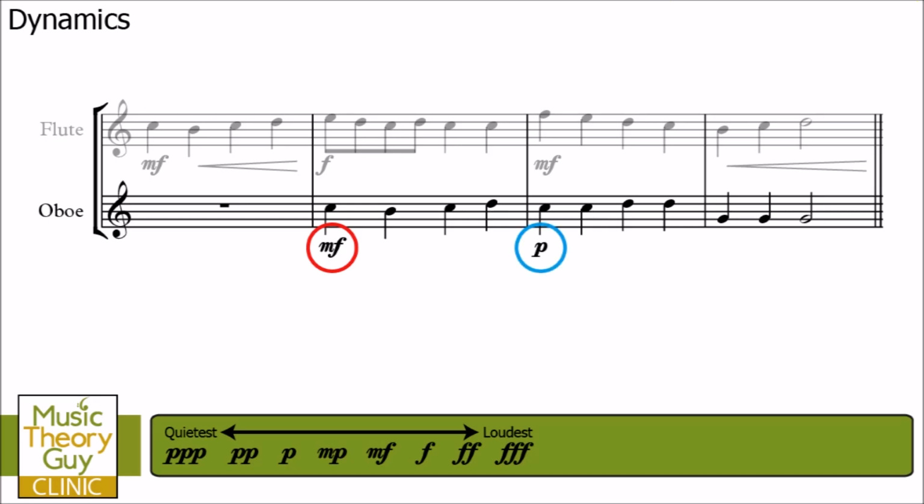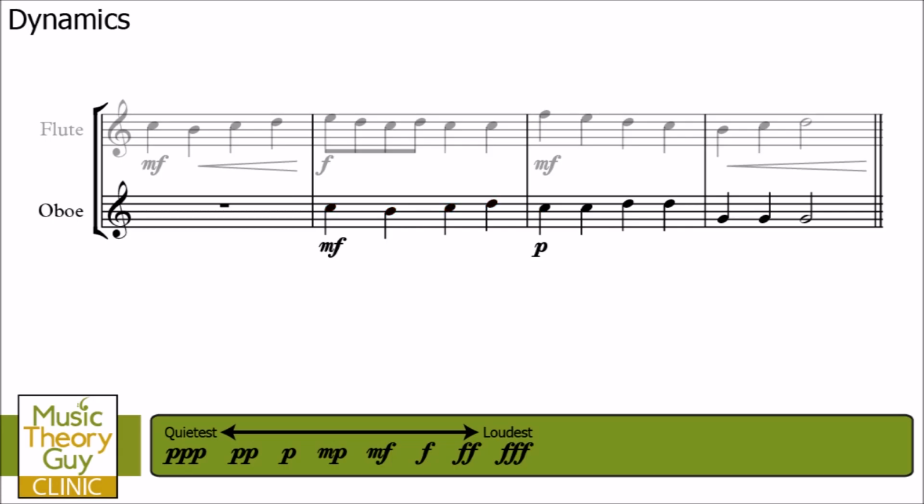Now be aware that that instruction MF, mezzo forte, although it's sitting directly underneath the note C, it doesn't mean that that C is played MF and all the other notes after it are played at a different dynamic. That instruction for MF applies to all other notes until we get to the next instruction, in this case piano. And then the notes from that point are all played piano. So in other words, these red notes are all played mezzo forte, but as soon as we get to the blue note, the C, because that's marked piano, all of the notes from that point on are also played piano.